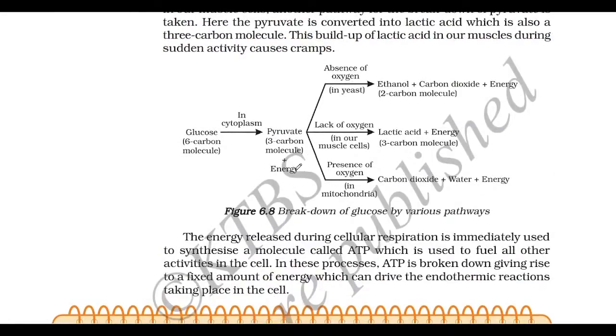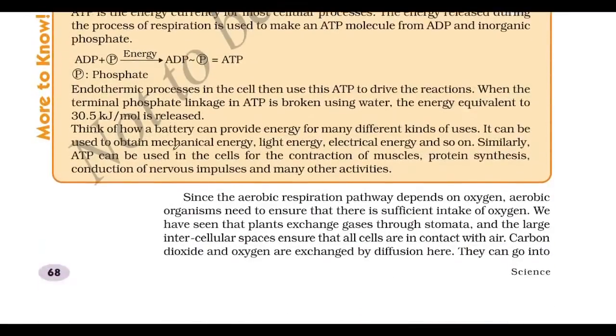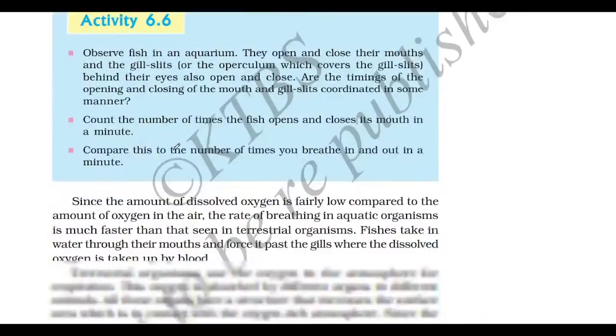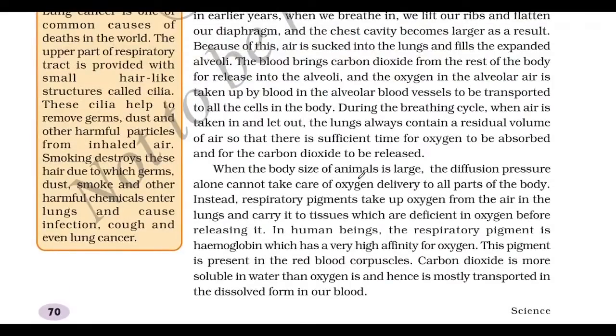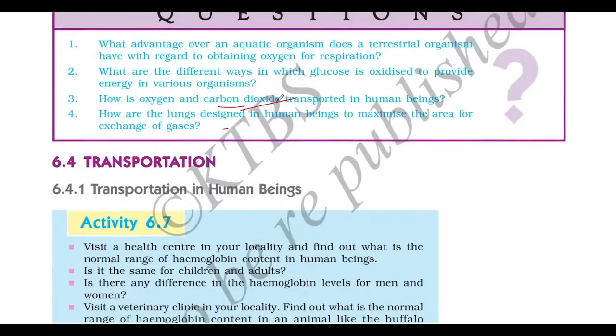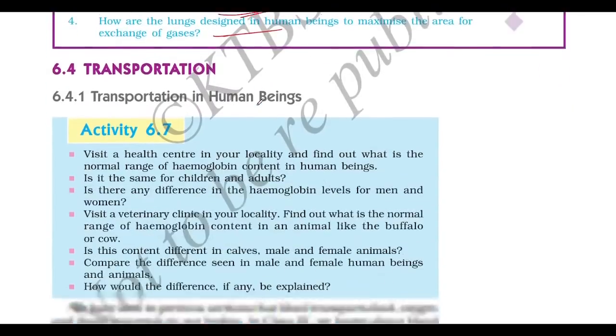Respiration process, breakdown of glucose by various pathways, important 3-mark question. And also students, transport of oxygen and carbon dioxide is a very important 3-mark question. Human respiratory system, double circulation, know about double circulation also, and how oxygen and carbon dioxide are transported in the human body, how lungs are designed in human beings to maximize the area of exchange of gas transportation.